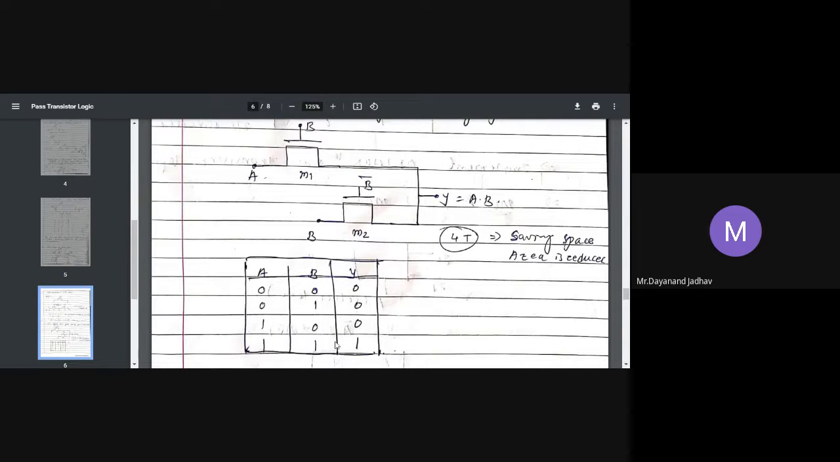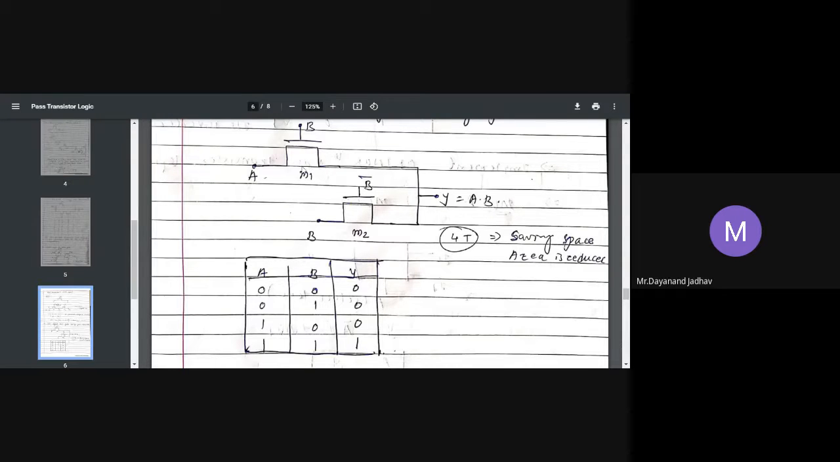And in the next case, when A is 1, B is 1, the output is 1. How is it here? When A is 1, B is 1, it acts as a closed switch. Whatever A creates, here we can say Y is equal to A, because B is equal to 1, this acts as a closed switch. Then B is equal to 1, B bar is 0, therefore it acts as an open switch. Therefore the B value 1 cannot pass here, therefore the output is equal to 1.